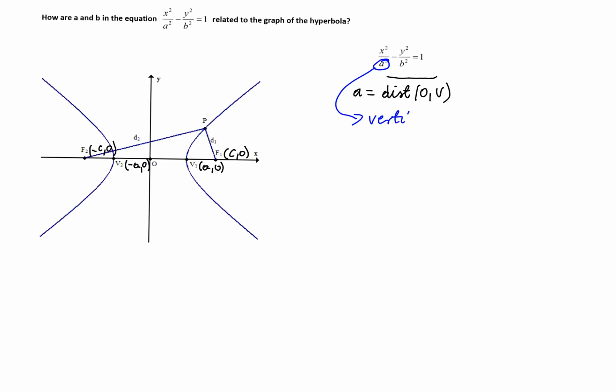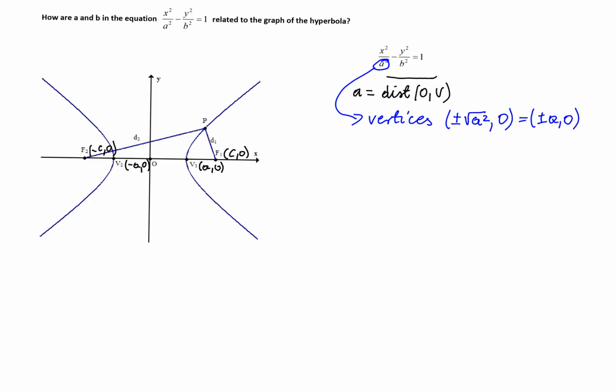Vertices are plus or minus square root of a squared, comma 0, which is plus or minus a, comma 0. Notice also from the graph that the vertices are x-intercepts of the graph, and therefore the number below x squared in this equation determines x-intercepts.